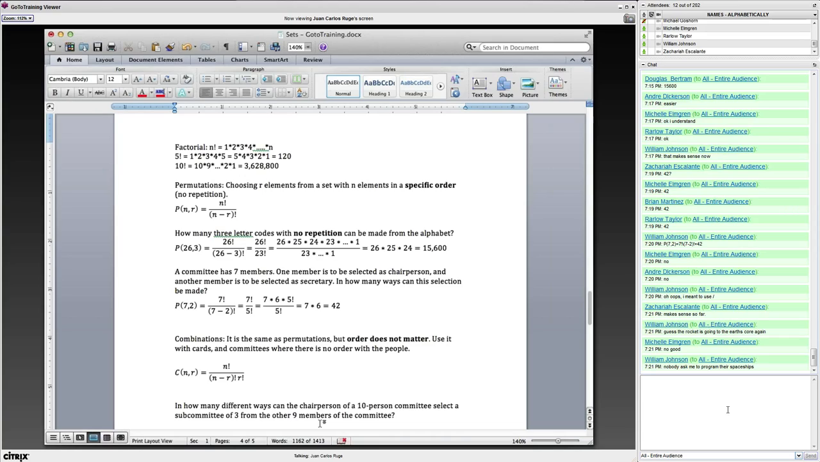So can you find the answer? In how many different ways can the chairperson of a 10-person committee select a subcommittee of 3 from the other 9 members of the committee?